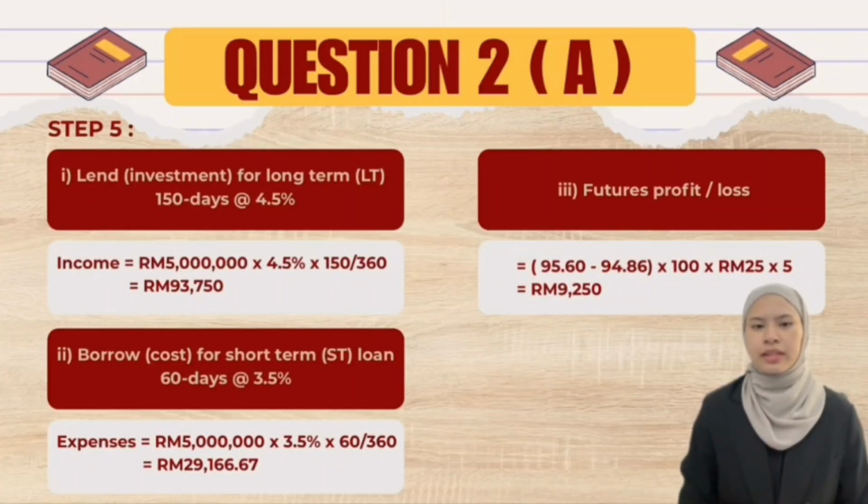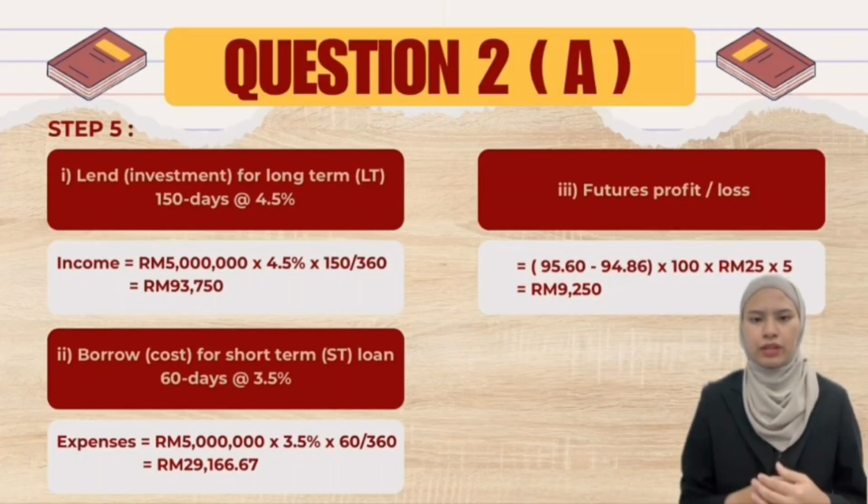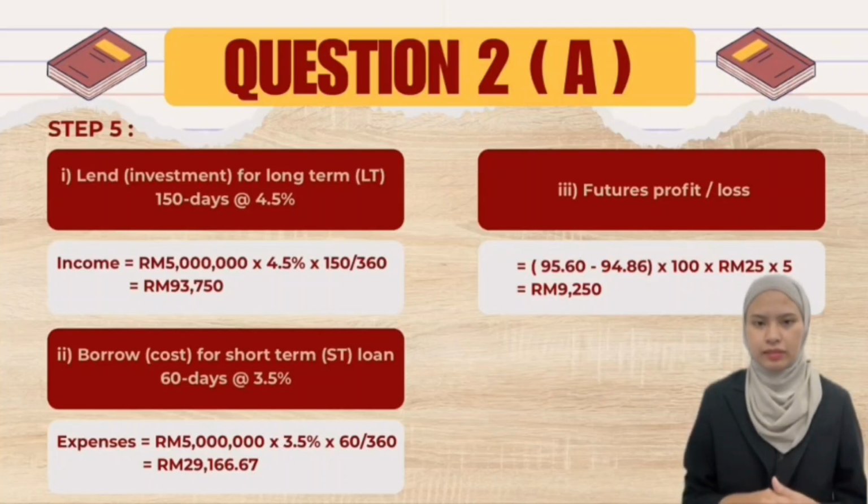From the futures transaction, the dealer earns a profit because the contracts were sold at 95.6 and bought back at 94.86, resulting in a futures gain of 9,250 ringgit. The dealer also earns 93,750 ringgit from lending 5 million ringgit for 150 days.